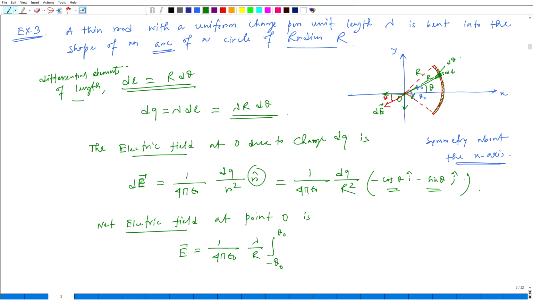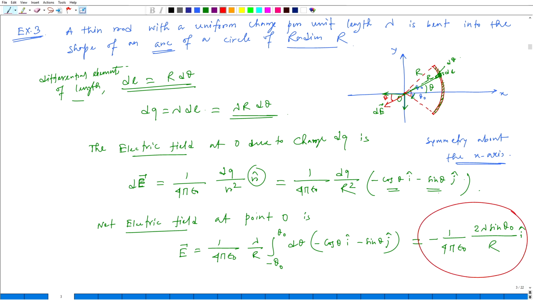And d theta times minus cos theta i cap minus sin theta j cap. If we calculate this, we finally get 1 over 4 pi epsilon naught times 2 lambda sin theta naught by r times i cap. There is no j cap component, because the integral of sin theta d theta vanishes, as the integral is symmetric around 0. You verify this result.